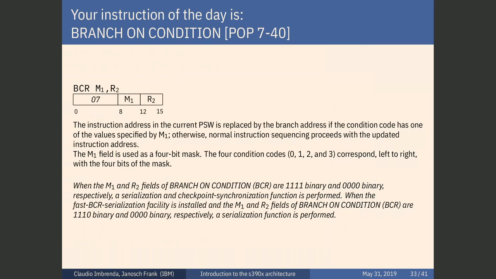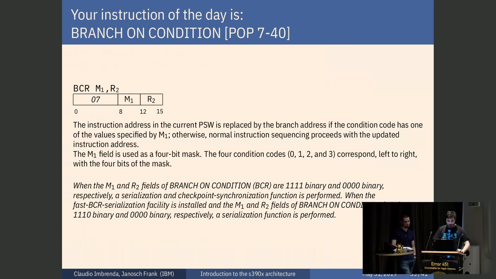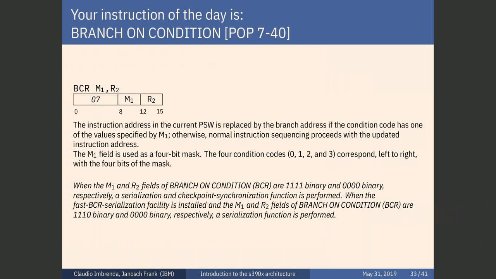Speaking of which, branch on condition. This is exactly what I said right now. You have the target, you have the M, this bitmask, and you jump if the condition matches, except that if the M field is a specific value and the register is 0, then this is not a branch instruction anymore, but is used as a checkpoint synchronization or just a serialization instruction instead, like memory barriers. Why use a branch instruction for that? But it's there. That's how you do it. That's how memory fences are done.